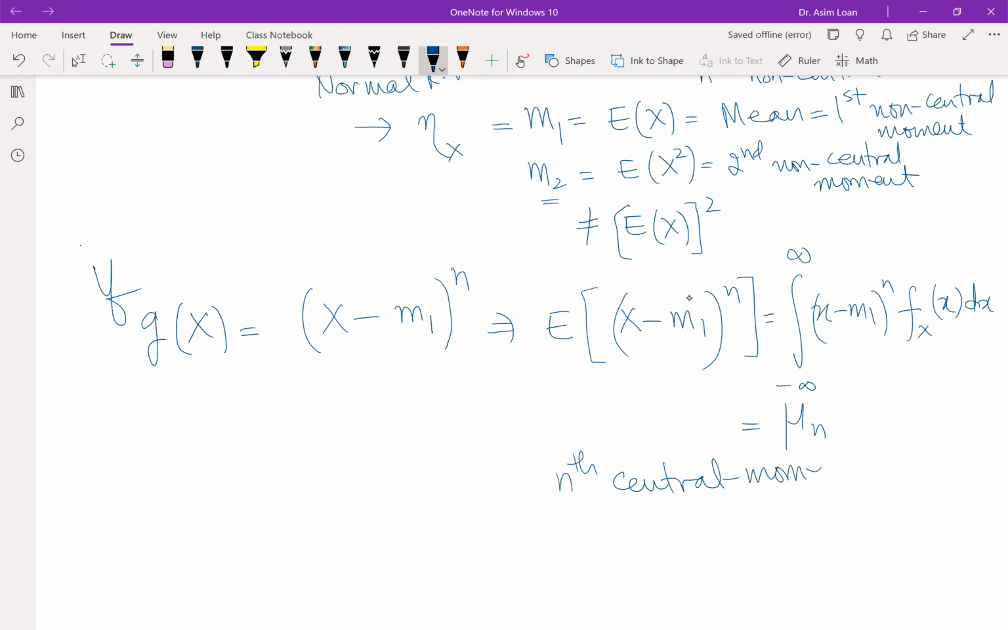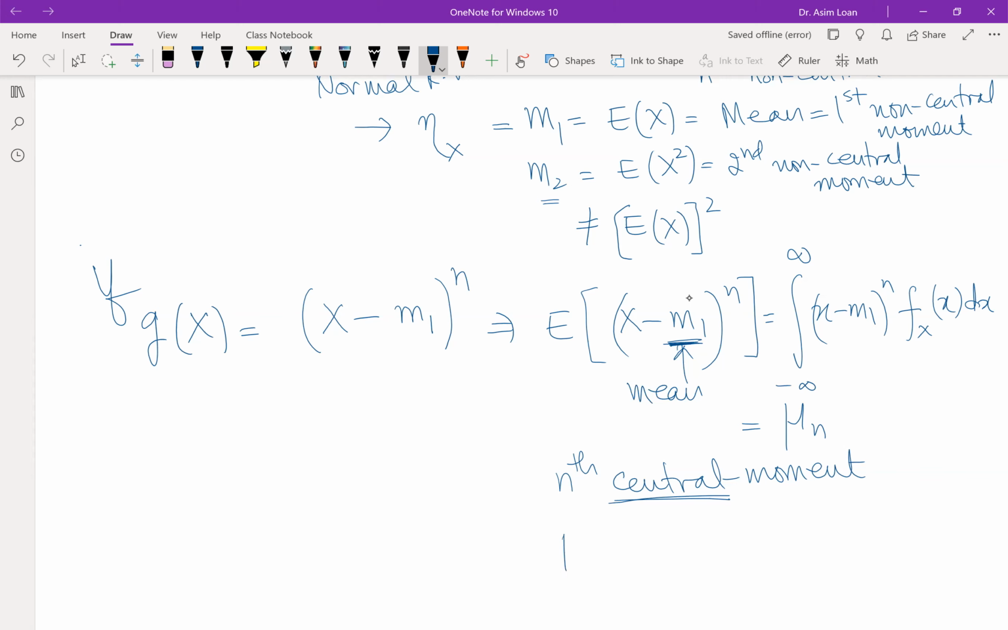Why is it the nth central moment? Because it's centered around the mean. You are measuring the dispersion around the mean. That's why it's called central. If it were centered around anything else, it would not be. So for the mean, we call this central.